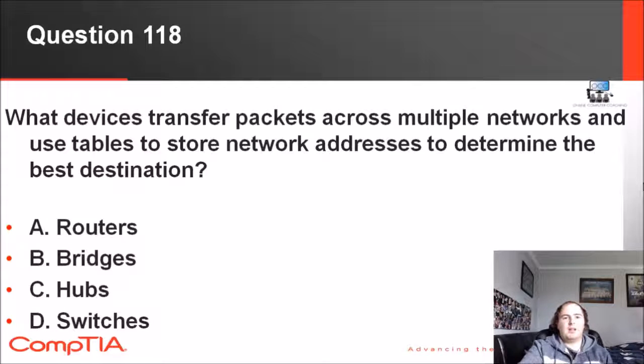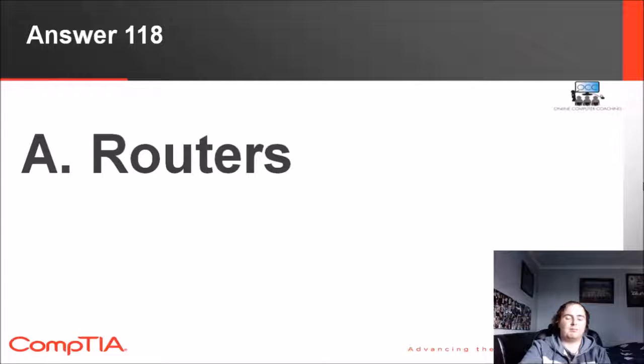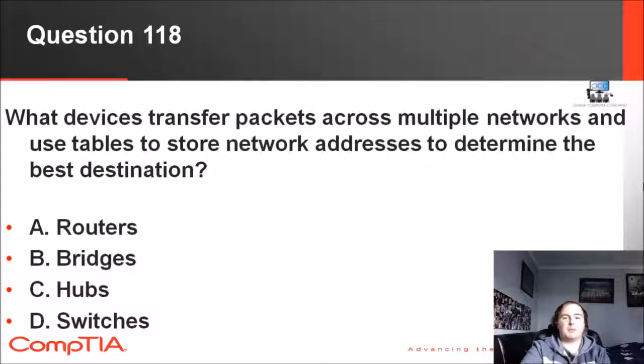Question 118: what devices transfer packets across multiple networks and use tables to store network addresses to determine the best destination? We've got routers, bridges, hubs, and switches. Switches have similar traffic, the same traffic going to and from. Hubs are a bit like port repeaters, where whatever happens to one happens to all, so it's not quite that. Bridges is a possibility, but a router routes traffic, and the description up there pretty much explains the job of a router.